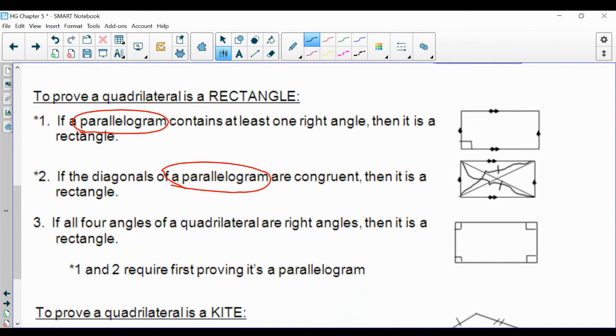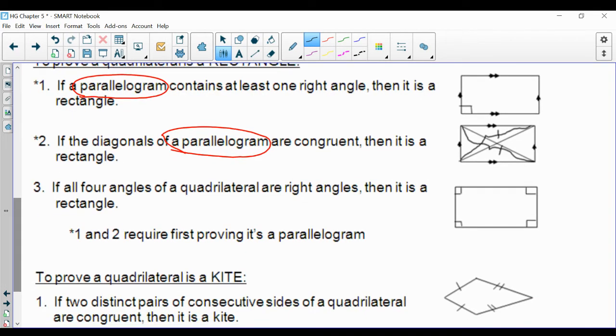All right. If you're trying to prove something is a rectangle, you'll notice I circled the first two where it says parallelogram. They're also starred because you have to show it's a parallelogram first. And then if you show that it has one right angle, then you could say it's a rectangle. Same thing with number 2. You have to show it's a parallelogram and then show its diagonals are congruent. Then you know it's a rectangle. Or if it's possible, you might be able to show that all 4 angles are right angles. And that you could do even if you don't know it's a parallelogram. You actually can jump right to saying it's a rectangle if you know that.